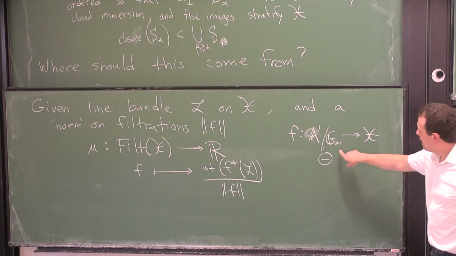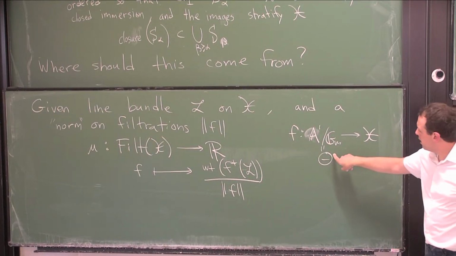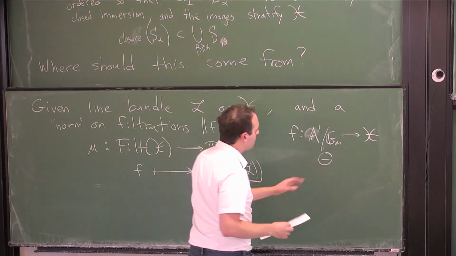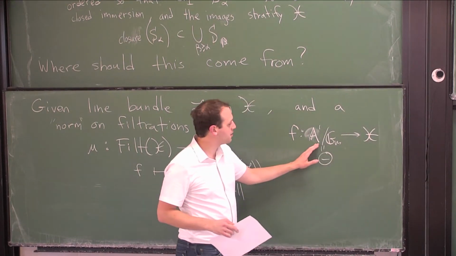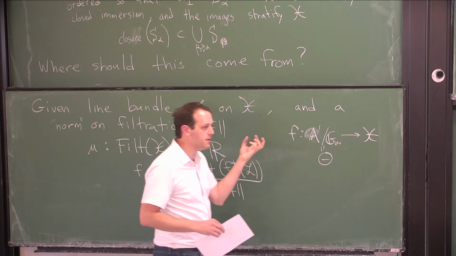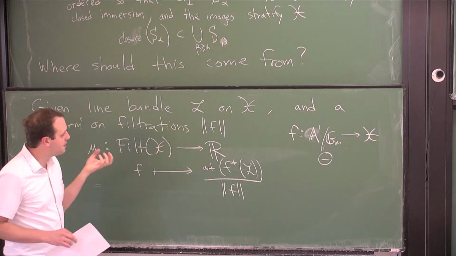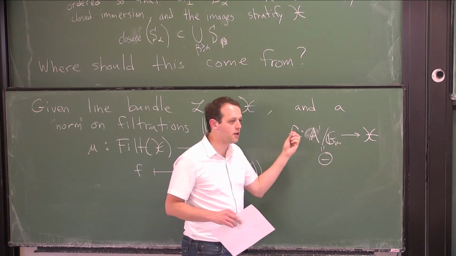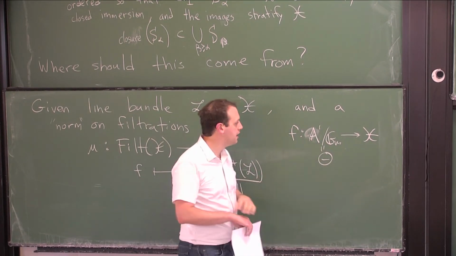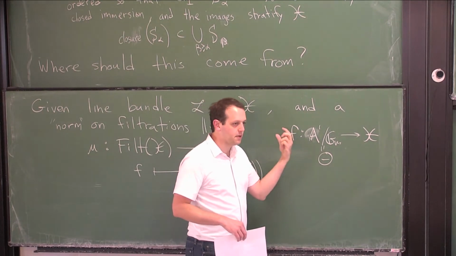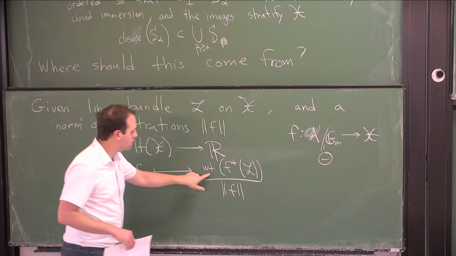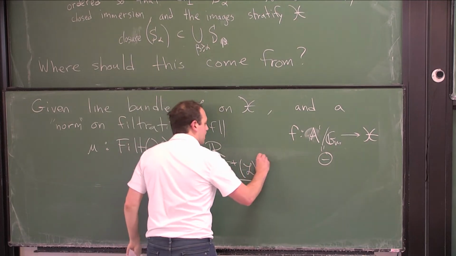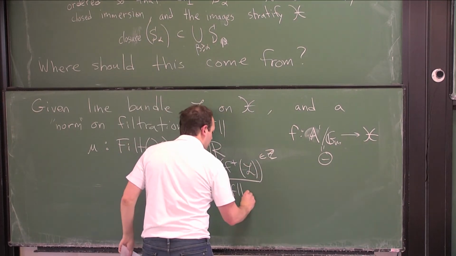Okay, so if you have a line bundle on X, I can pull that line bundle back to A1 mod GM, and a line bundle on A1 mod GM is entirely determined by the character that you get at the origin. So the fiber at the origin has some character, and you get some weight. This is an integer, and this is a real number.